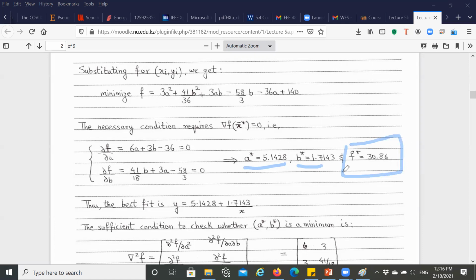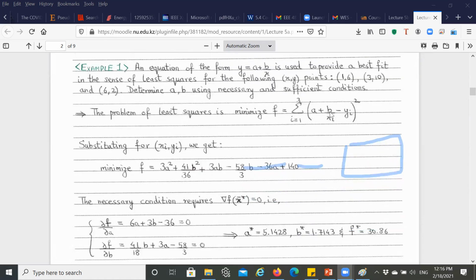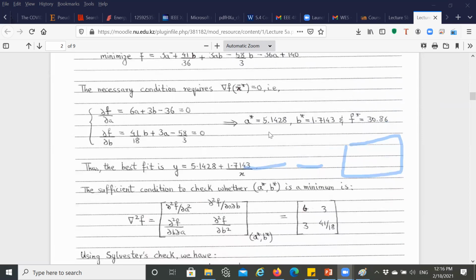So you say that the best fit would be a plus b divided by x, because the function is a plus b divided by x. So you get a, which you got here, plus b divided by x would give you the value of 5. So this is the best fit function. Now we want to check whether this a and b that we have obtained after the first order derivative check is a maximum or minimum, whether it minimizes this function or it is a maximum point, because we want to find the minimum, right?